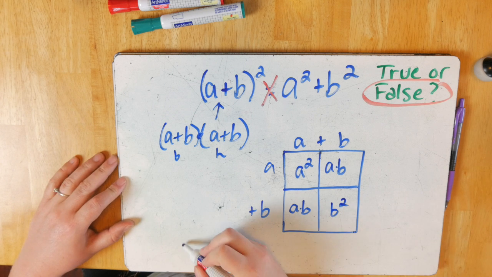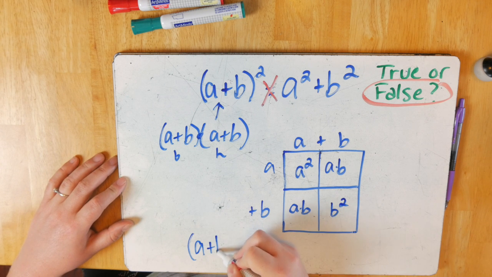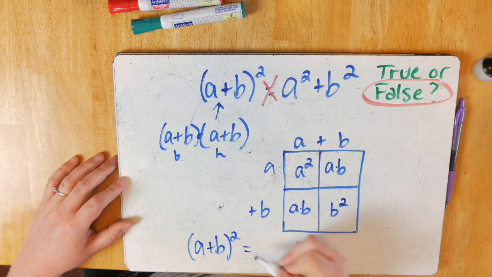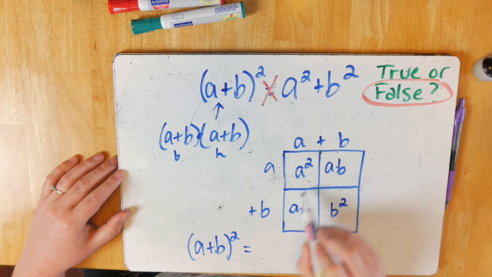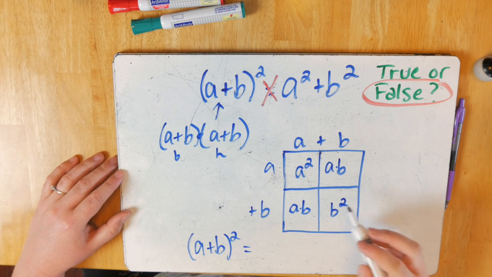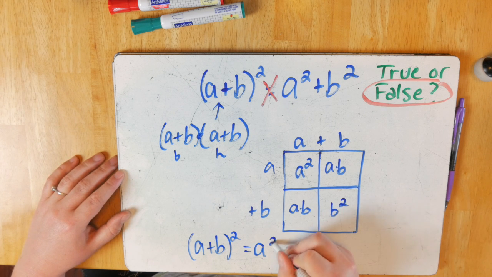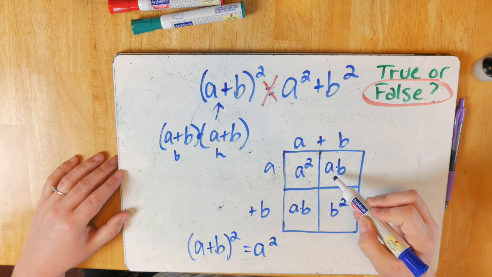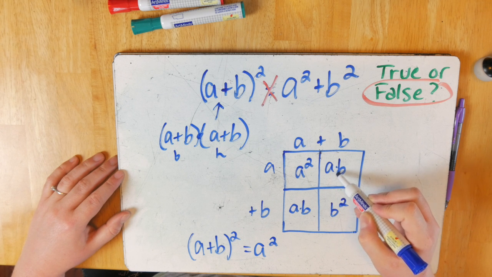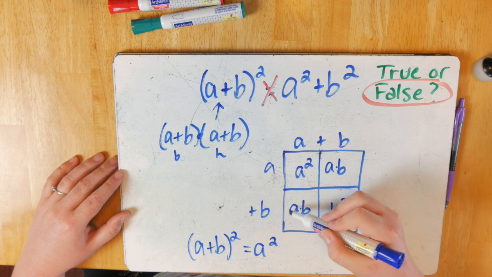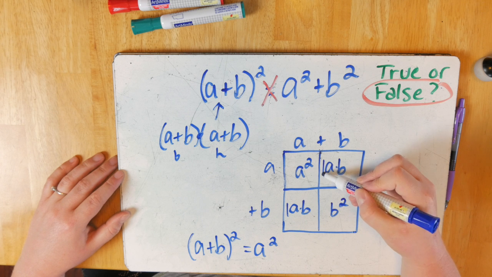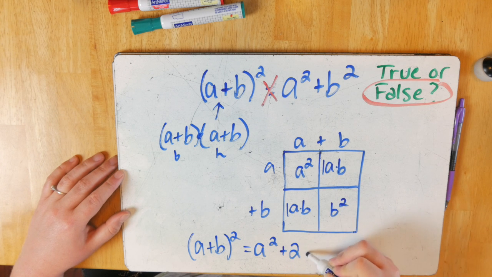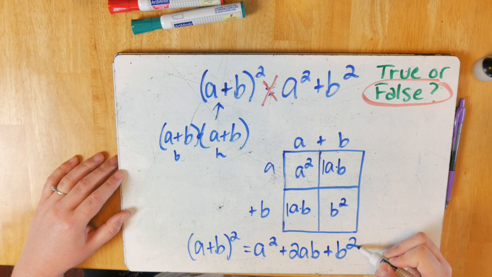And so that means that a plus b quantity squared is equal to all of these four areas added together. And so that would be a squared plus a times b plus another a times b, so that's one of those plus another one of those, which is going to be 2ab's plus b squared.